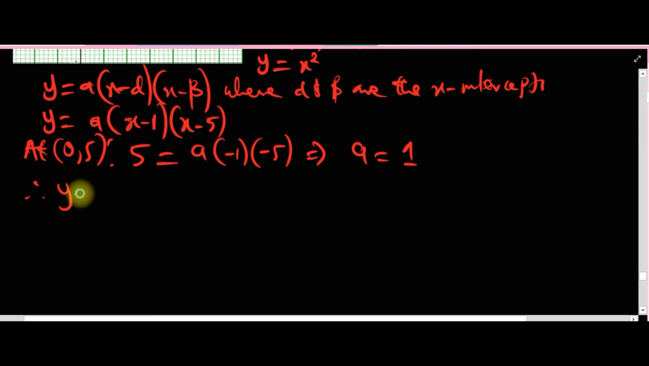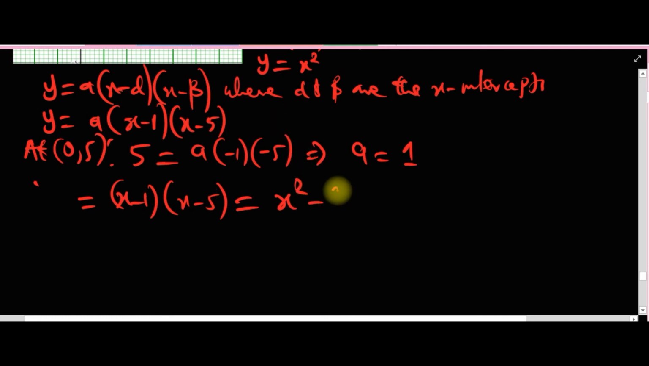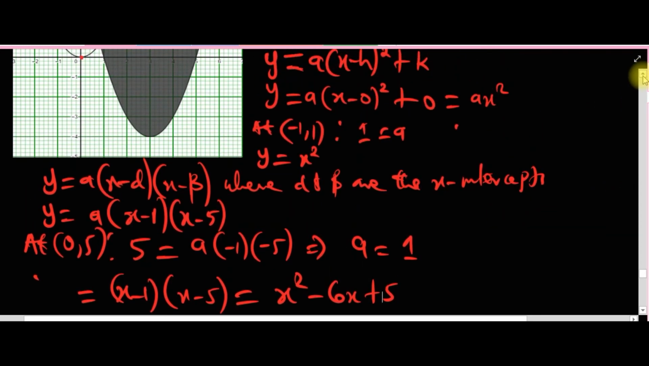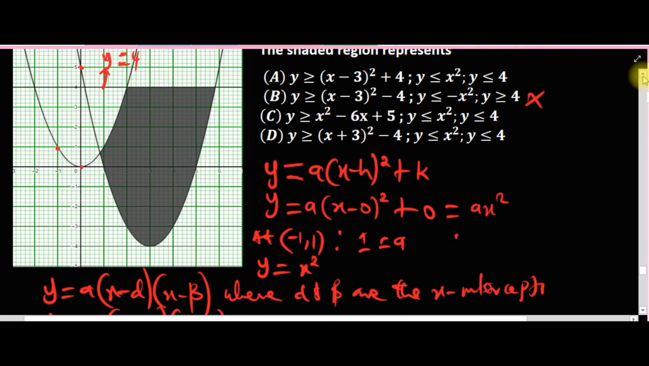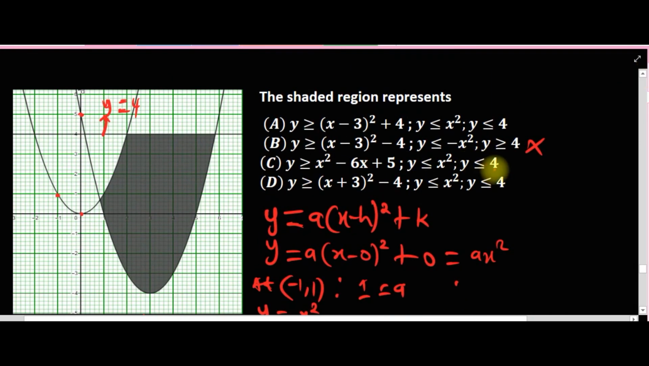Therefore, the equation of the curve is y equals (x minus 1)(x minus 5), which is x squared minus x minus 5x, that is minus 6x, plus 5. So our equation is y equals x squared minus 6x plus 5. So it seems that's the answer. Okay, let's not be fast here.